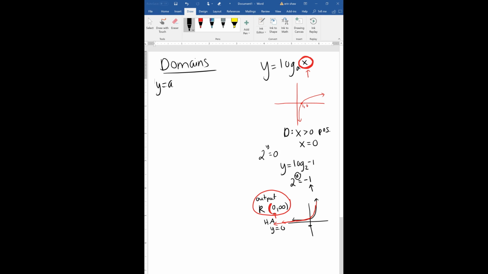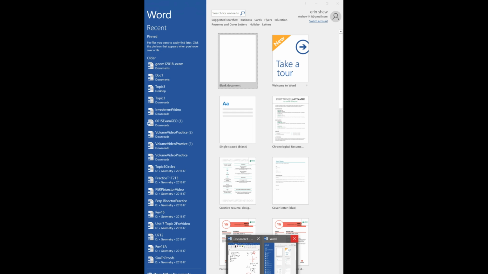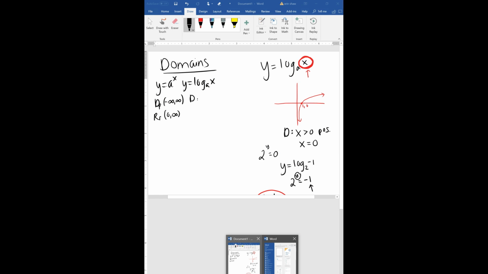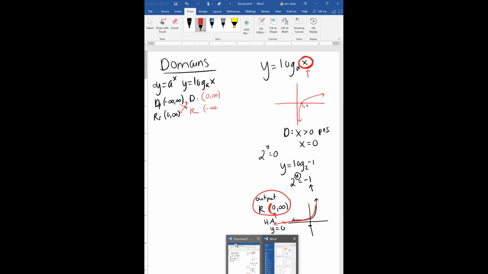Think about it: these equations are inverse functions of each other. So the domain of an exponential function is all real numbers. I can input anything I want, and I'm going to get a value in return. My range, though, my output values, were 0 to infinity. For the log function, they switch. These guys flip-flop. My domain is now 0 to infinity, and my range is now all real numbers. So again, domain are your inputs, range are your outputs.